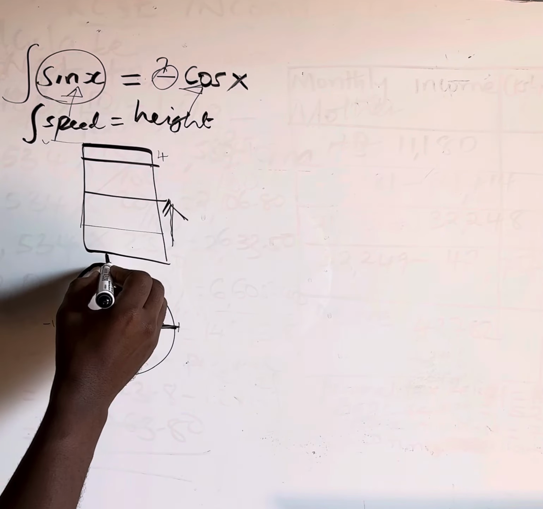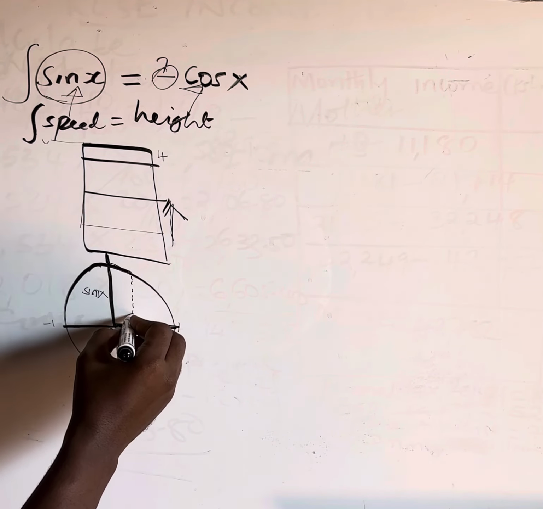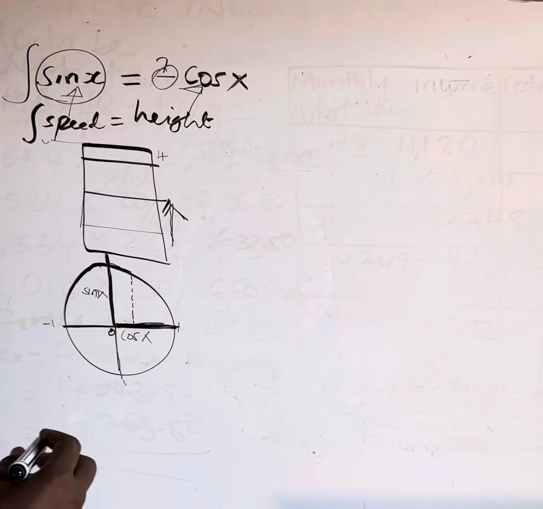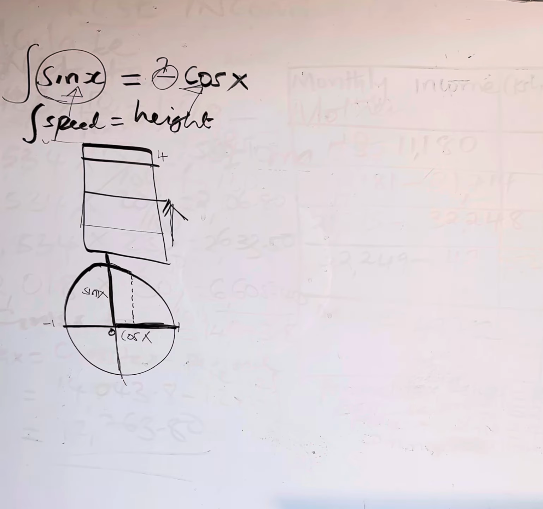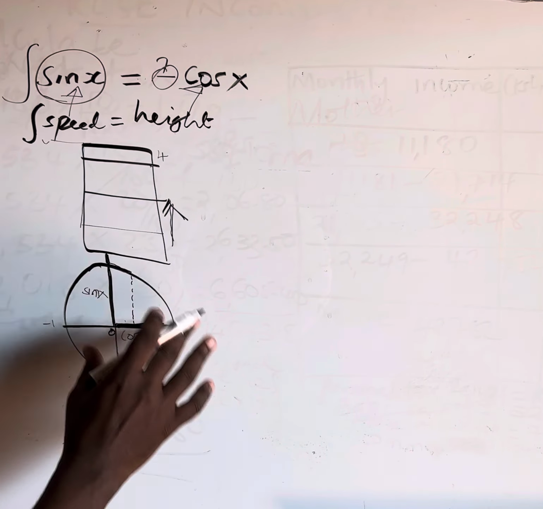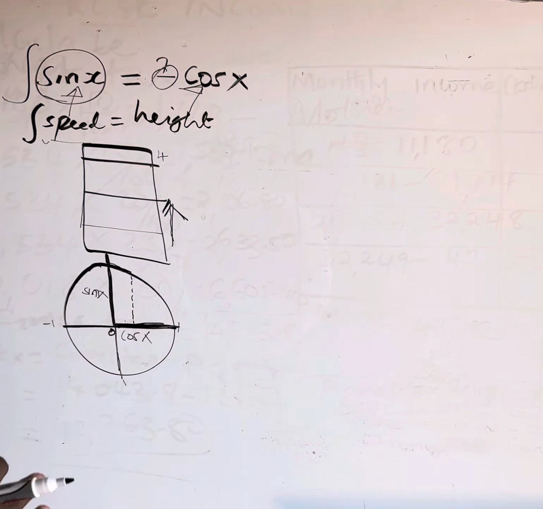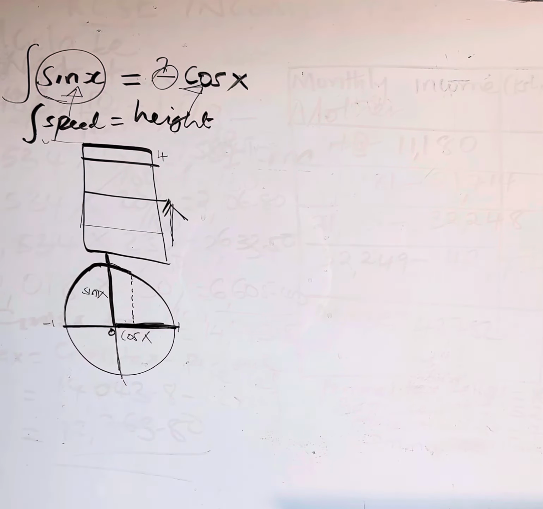If you move to the right direction, the sine, the vertical distance, is increasing and the horizontal distance is decreasing. This relationship again makes the cos negative. As sine increases, cos is decreasing. And that's why we put a negative before cos x.